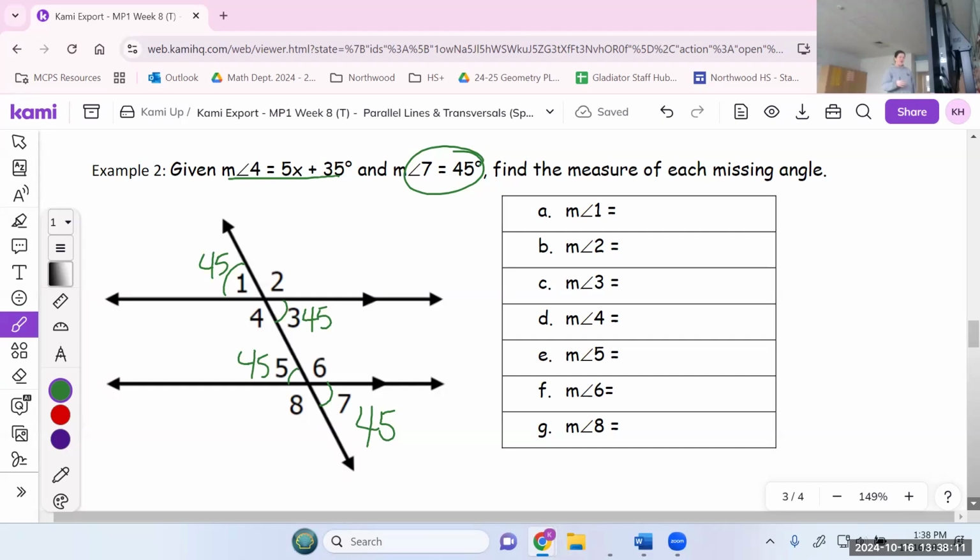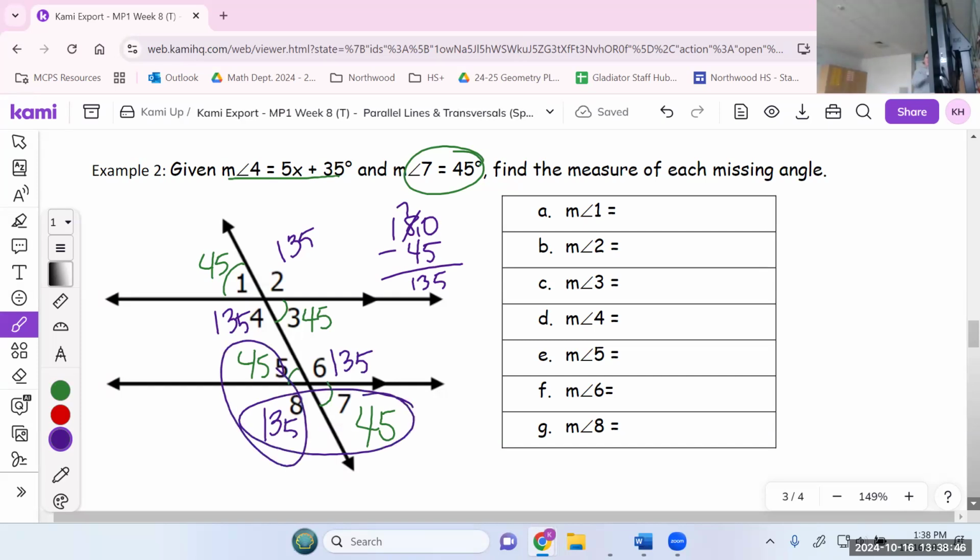Now, I can find all of these other angles from this, right? I know this is 45. The other one makes a line, so I'm going to take 180 minus 45 to see what the rest of angle 2 is. It's 135, and that goes for all of them, right? Because this linear pair needs to add to 180, as well as this one. They all need to add up to 180. So, yeah. Find the patterns, right?